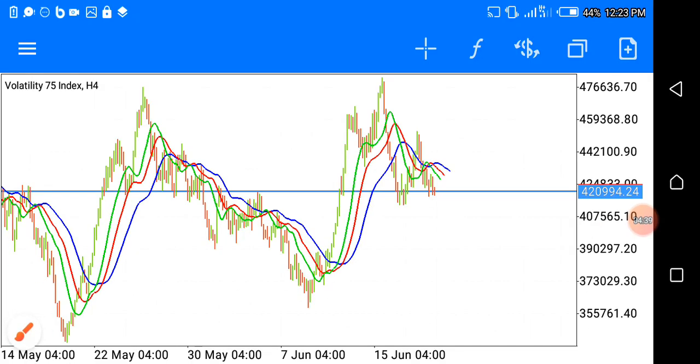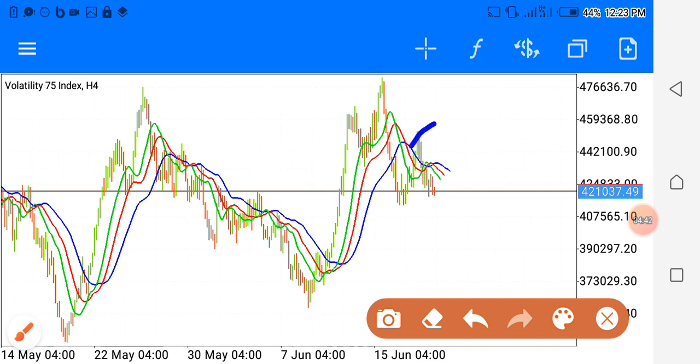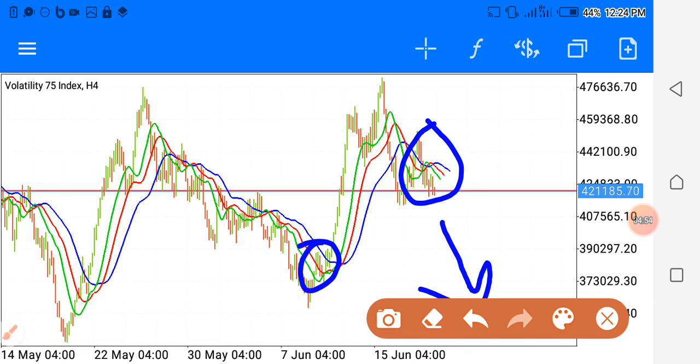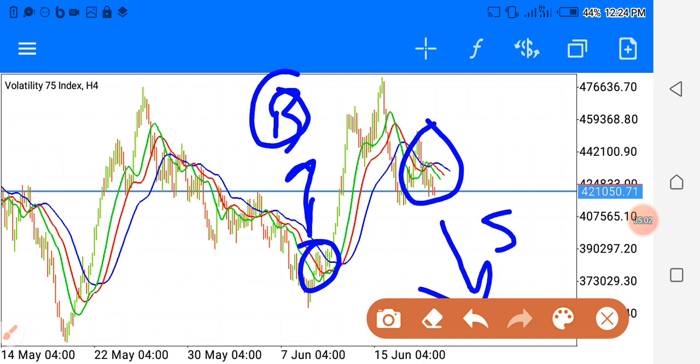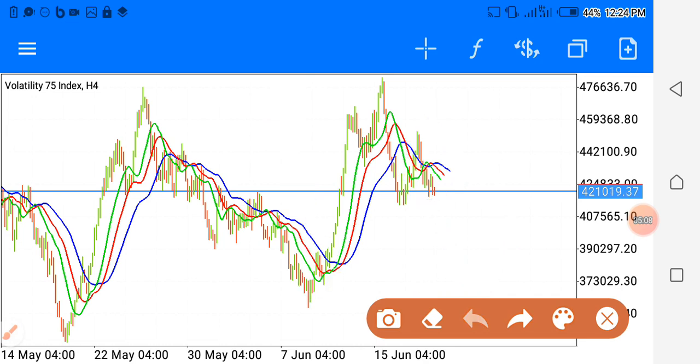In the other parts of my videos, you can see whenever there's a crossover below the alligator, I tend to take my trade as a sell, and whenever there's a cross above the alligator, I take my trade as a buy. This is for when the crossover is above, and this is for when the crossover is below.